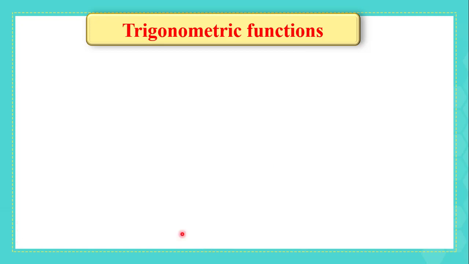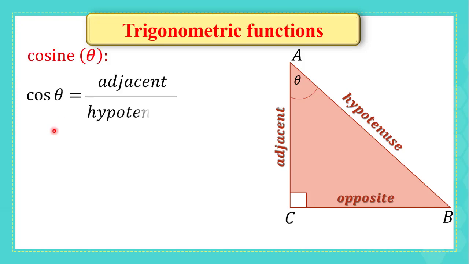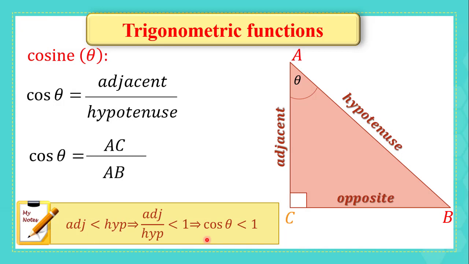Now let us define the second trigonometric function, which is cosine theta. Cosine theta is defined as the ratio of the adjacent side to the hypotenuse. In this figure, the adjacent side is the side AC, then cosine theta is equal to AC divided by the hypotenuse, which is also AB. Also, since the adjacent is smaller than the hypotenuse, this ratio is always smaller than 1. Then cosine theta is always smaller than 1.